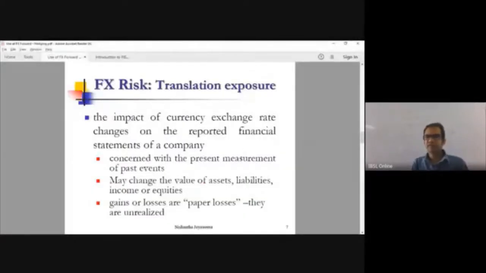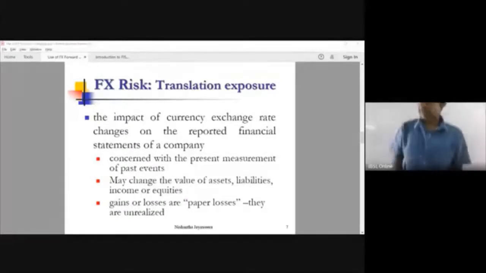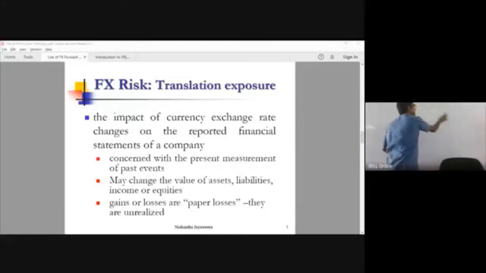So then we'll discuss what a translation exposure is. That is arising when you have to translate your assets or liabilities in foreign currency into local currency. Let me explain that as well. Translation risk.